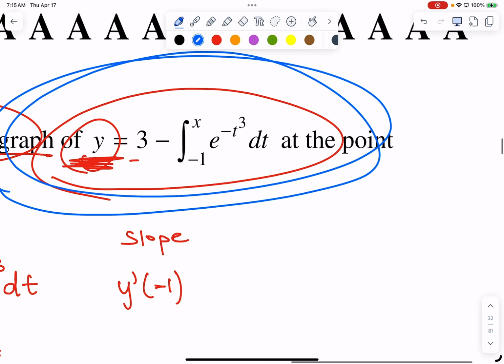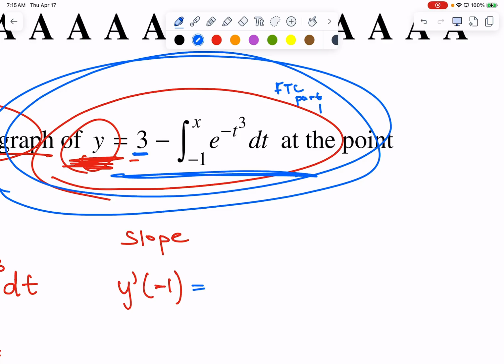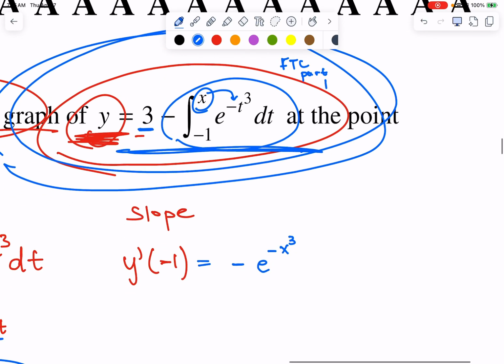I can actually do that because when you do the derivative of the accumulation function, you use FTC part 1. So the derivative is actually easy. Watch this. The derivative of a constant is 0. And then when you do the derivative of this, you just plug in the x. So you're going to have negative e to the negative x cubed. And that's it. That's the derivative. The derivative of x is just 1, so you don't need chain rule because it's just an x up there.